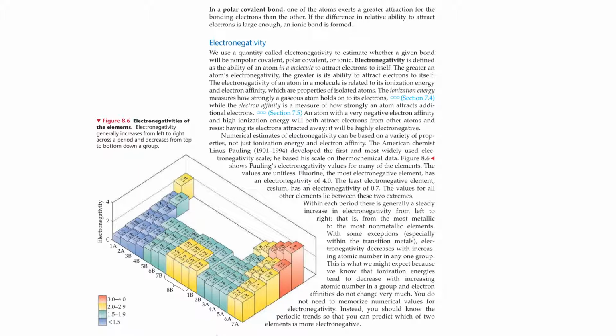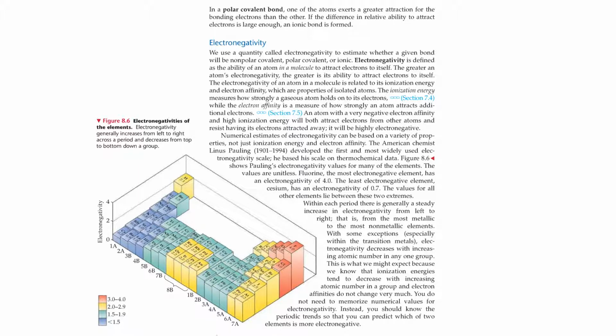The electronegativity of an atom in a molecule is related to its ionization energy and electron affinity, which are properties of isolated atoms. The ionization energy measures how strongly a gaseous atom will hold on to its electrons, while electron affinity is a measure of how strongly an atom attracts additional electrons. An atom with a very negative electron affinity and high ionization energy will both attract electrons from other atoms and resist having its electrons attracted away. It will be highly electronegative.